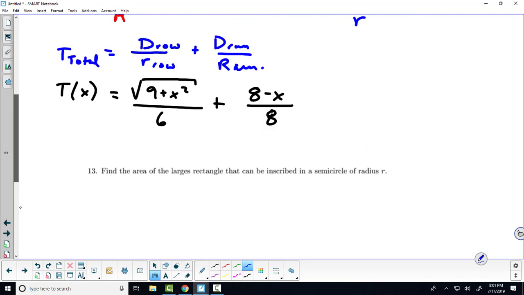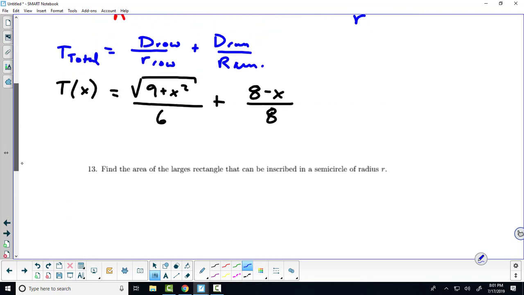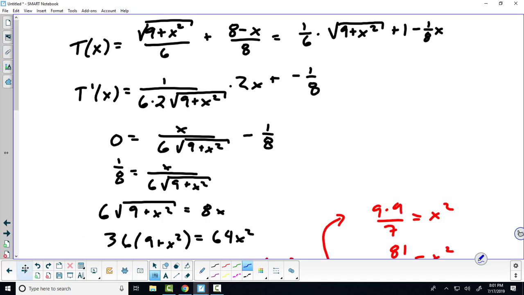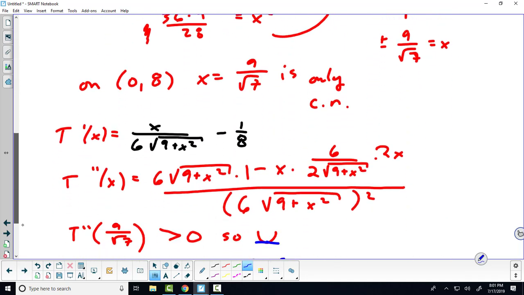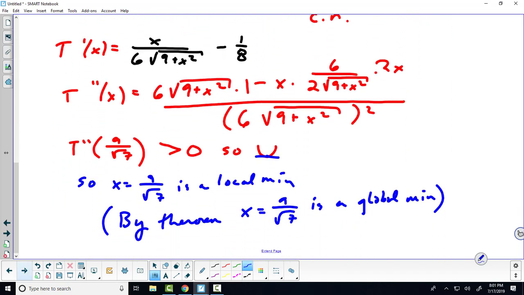Well, let's see here. 9 over the square root of 7. Somebody want to give me a decimal approximation of that? It is 3.40. Great, thank you. So about 3.4 kilometers downstream is where you should aim for.